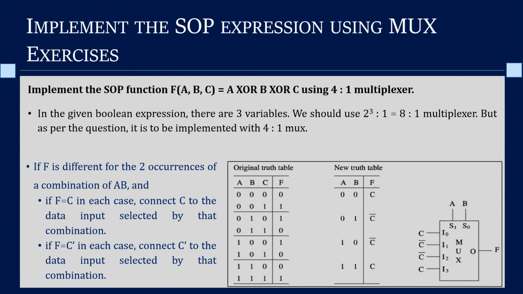So the first step is we need to construct the truth table for the given logic function. We know the truth table for the exclusive OR of A, B, and C, right? For the exclusive OR function, the output will be 1 only for an odd number of 1 inputs. Okay. So now we constructed the truth table for the given function of ABC. Fine. This truth table consists of three variables and one output line.